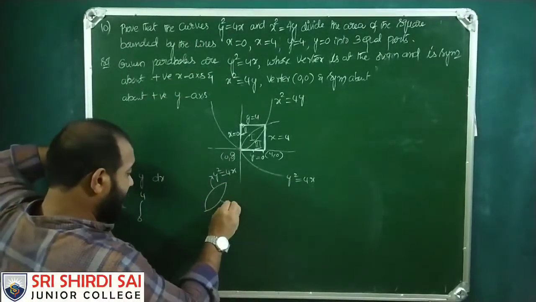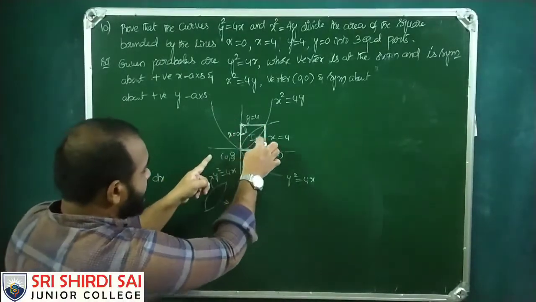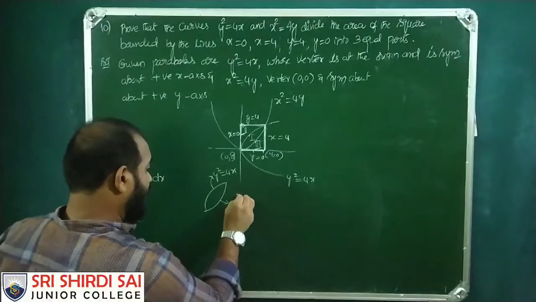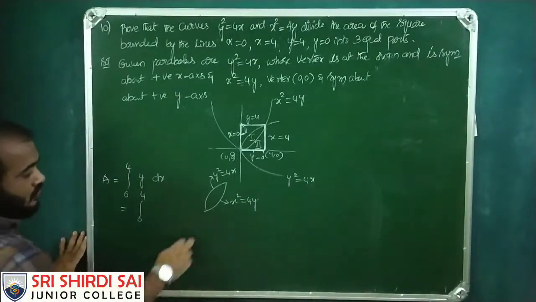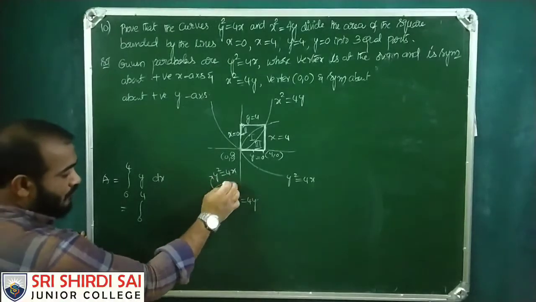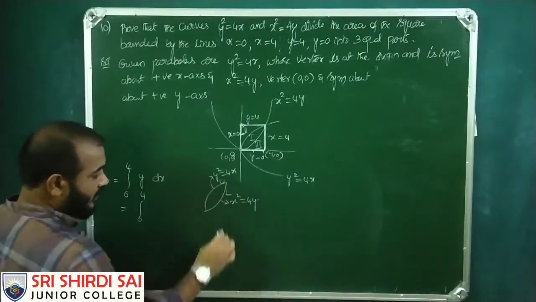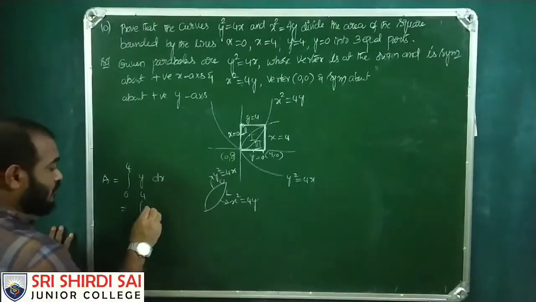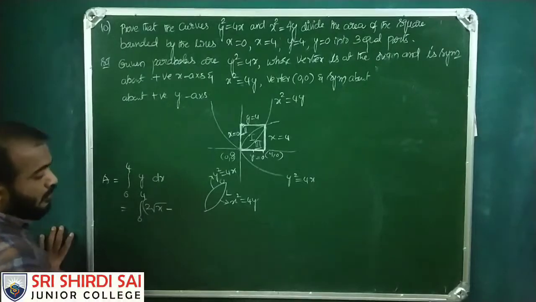And this parabola is x square equals to 4y. Now y dx I want. So the upper curve is y square equals to 4x. This is the upper curve and this is the lower. So y equals square root of 4x, 2 root x, minus the lower curve.